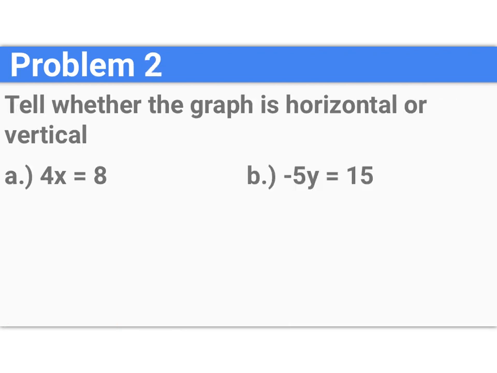Problem 2. Tell whether the graph is horizontal or vertical. Well, there's no y, so this is going to be vertical. And here, there's no x, so this line is going to be horizontal.